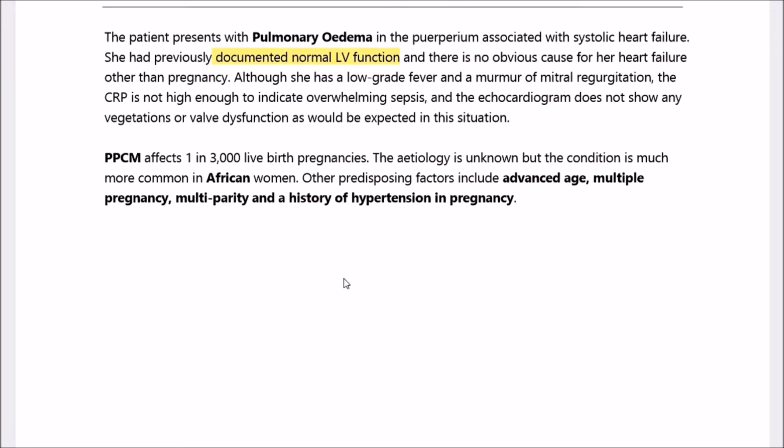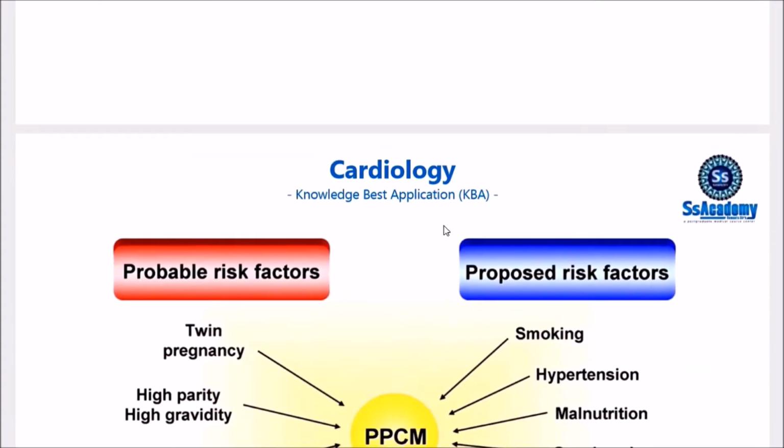Peripartum cardiomyopathy affects 1 in 3,000 live births. The etiology is unknown, but the condition is much more common in African women. Other predisposing factors include advanced age, multiple pregnancy, multiparity, or a history of hypertension in pregnancy.